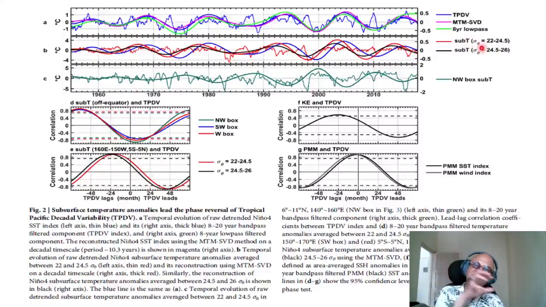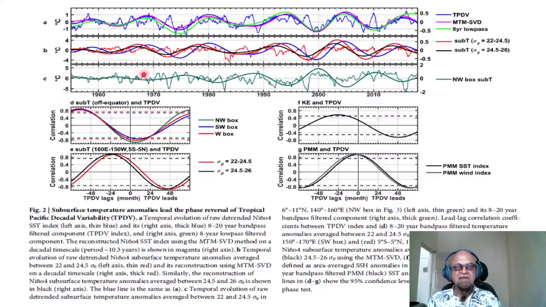Basically, when you look at subsurface temperature anomalies, you cannot simply do it similar to SSTs, because the ocean is so strongly stratified. You want to see if they are propagating along certain isopycnals or density surfaces. That's why you look at a range 22 to 24.5 and 24.5 to 26. As I said, 24.5 to 26 is deeper below the 22 to 24.5 isopycnal.